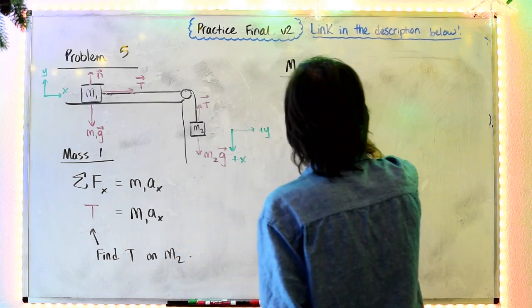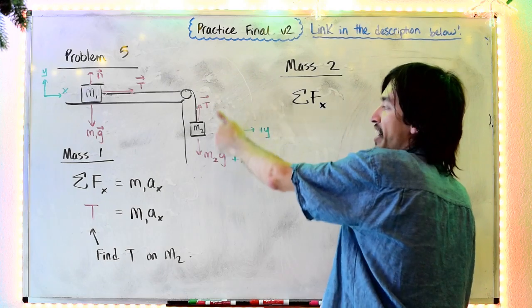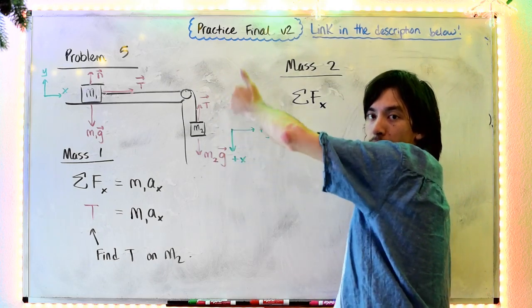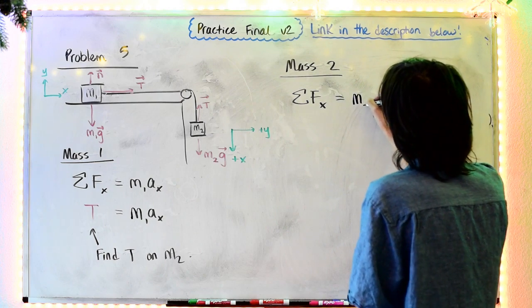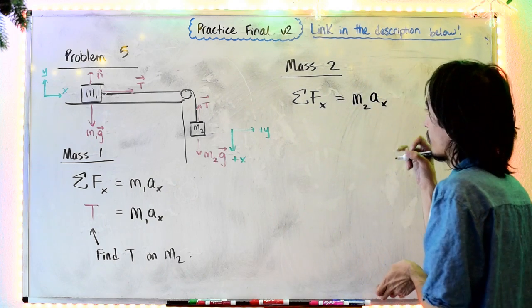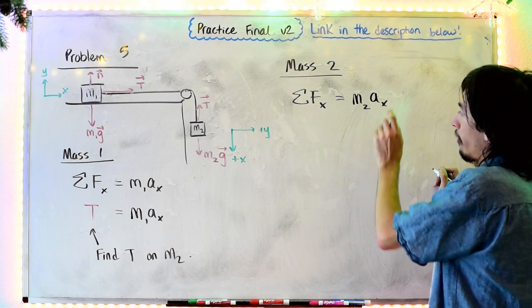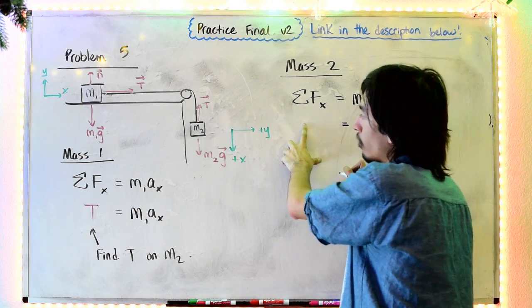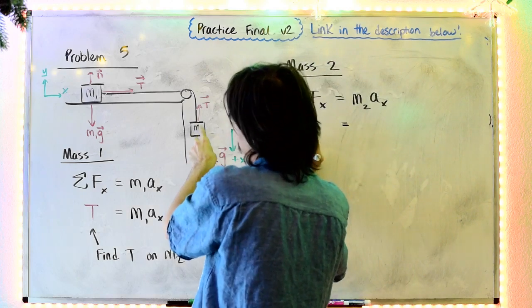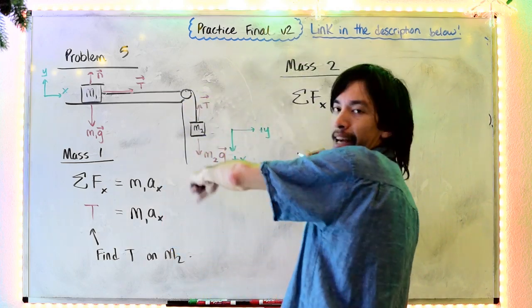Repeat sum of forces in the x direction, which is in this case up and down based on the tilted coordinate system, equals m2ax. So again, write in the forces on the left side. So in our case, we have two forces along the x-axis.